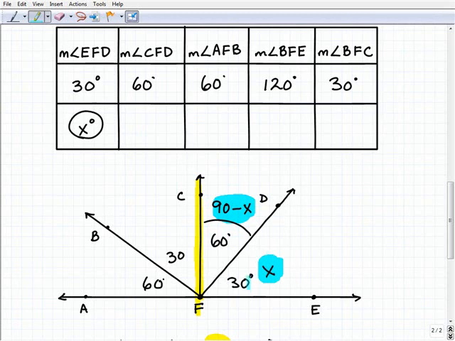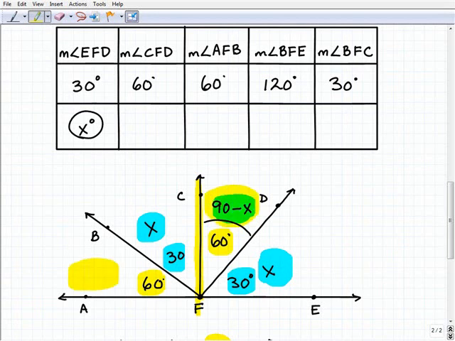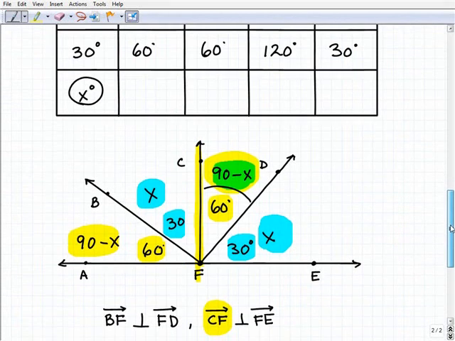But now let's notice the pattern here. If this was 30 degrees and this was 30 degrees, and now this is x, so this also should be what? This should be x. And you can kind of just continue the pattern. If this was 60 degrees and this was 60 degrees, and this was 90 minus x, well, this is also going to be 90 minus x. So that's one way of approaching it.